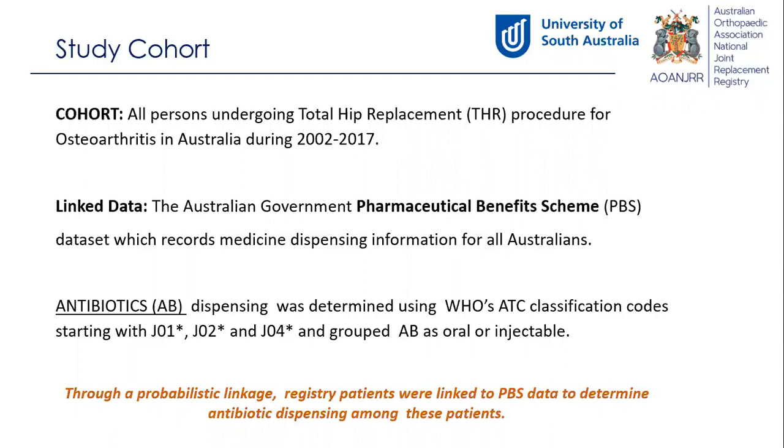And how we define the antibiotics: antibiotic dispensing was determined using the WHO ATC classification codes starting with J01, J02, and J04. And we group these antibiotics as orals and injectables.